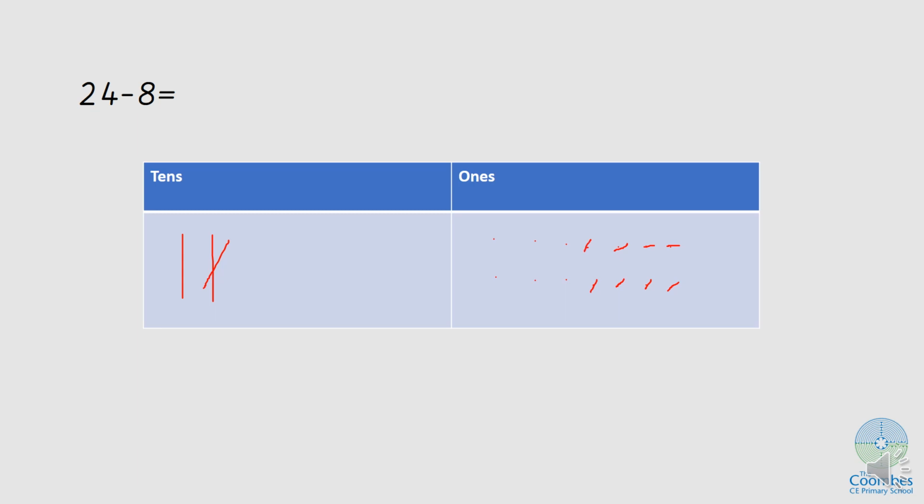Now we can count up what we've got left for our answer. And don't forget there's a 10 over here. So 10, 11, 12, 13, 14, 15, 16. So the answer is 16. I can write that up here.